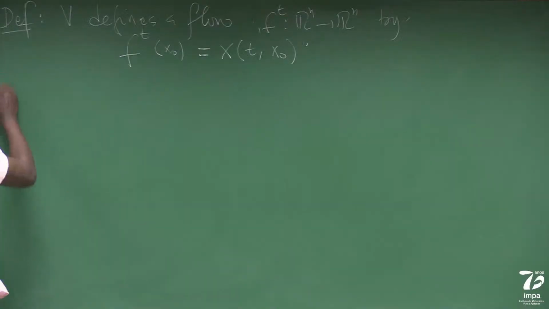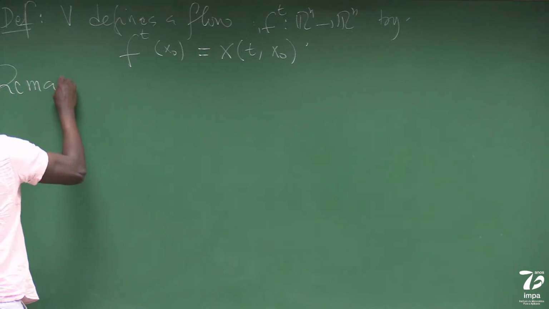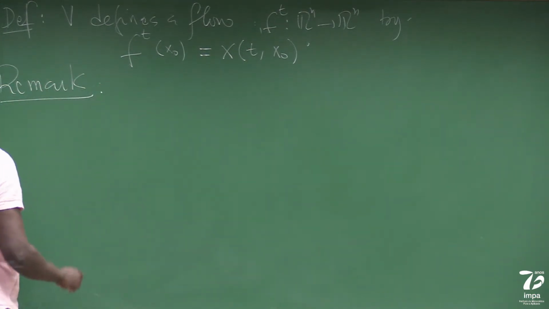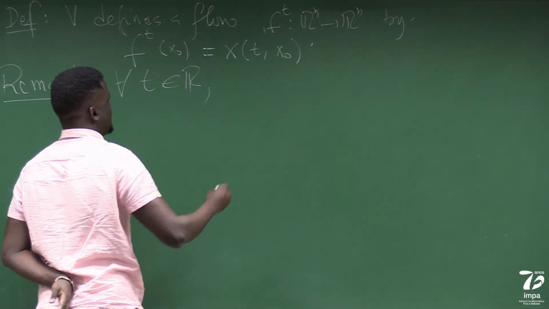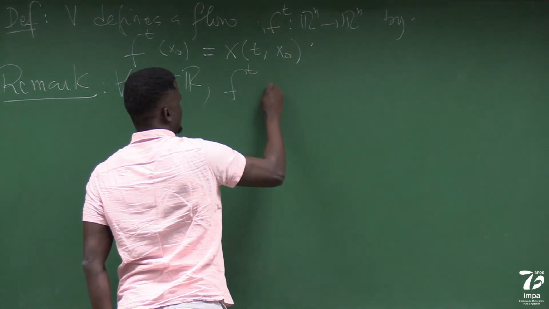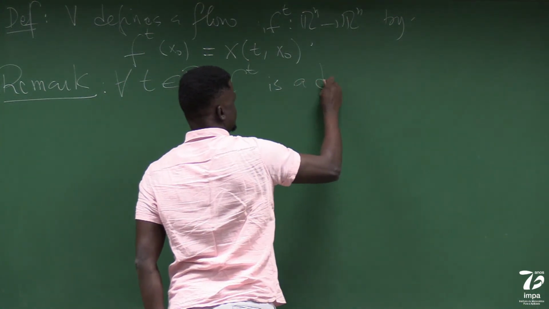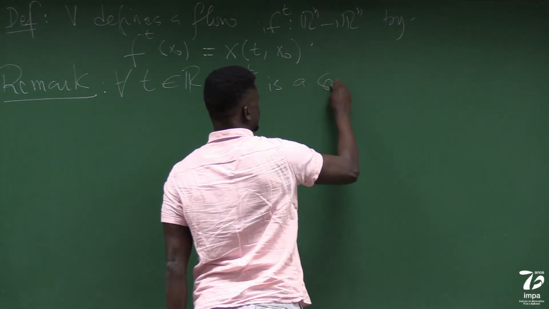A remark or an observation is that for every t in R, Ft is a diffeomorphism, a smooth diffeomorphism.